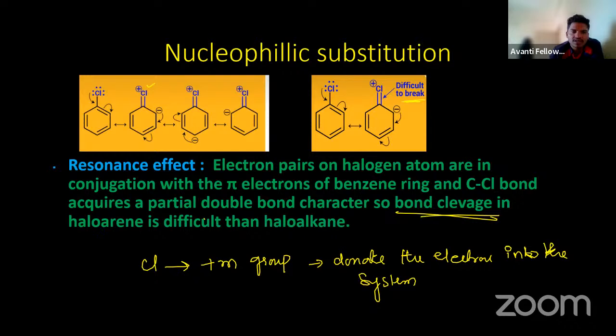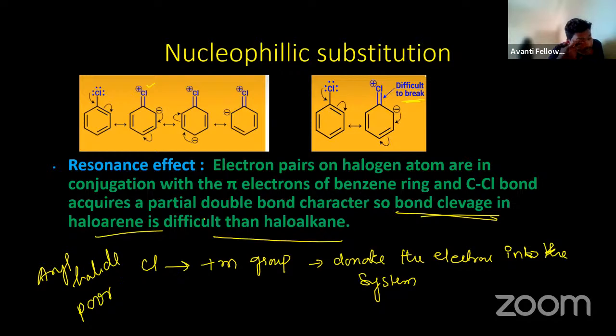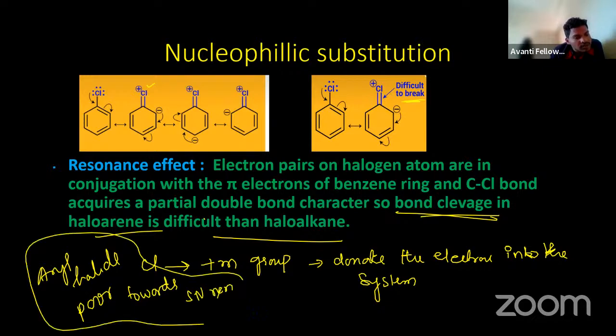So the bond cleavage of haloarene is very difficult. That is why aryl halides are poor towards substitution reactions. Aryl halides are poor towards the nucleophilic substitution reaction. I hope you understand why they are poor to the nucleophilic substitution: because of the partial double bond character.